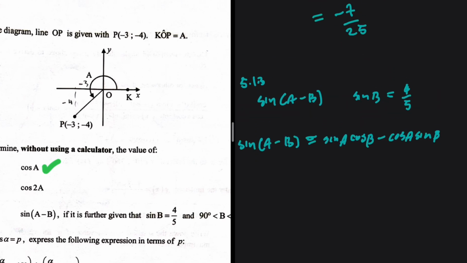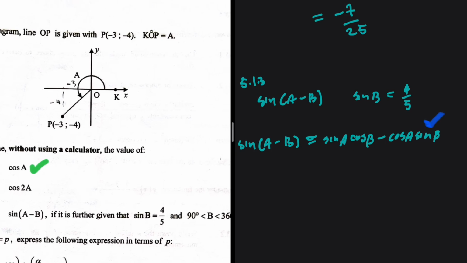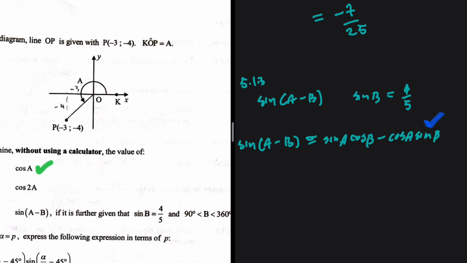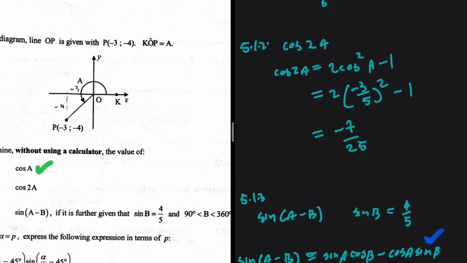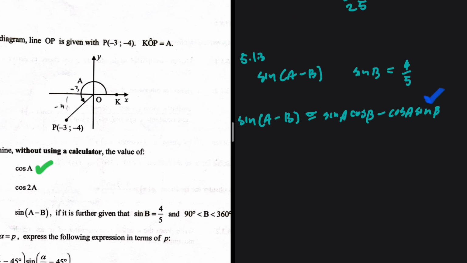Okay, so we have sine B. It is given to us, right? 4 over 5. And then what else do we have? We have cos A from the question above. So we have sine B and cos A. So what is there to worry about? We need to find a way to find sine A and a way to find cos B. So let's think about that and see what happens.